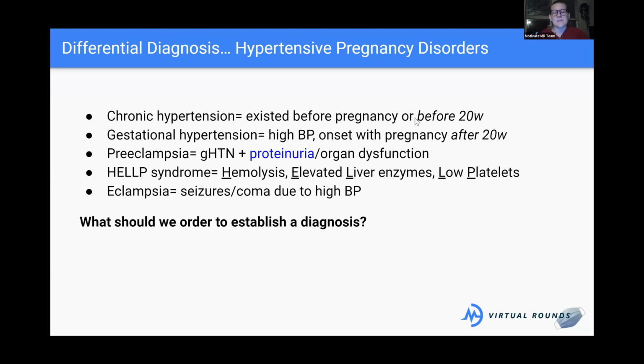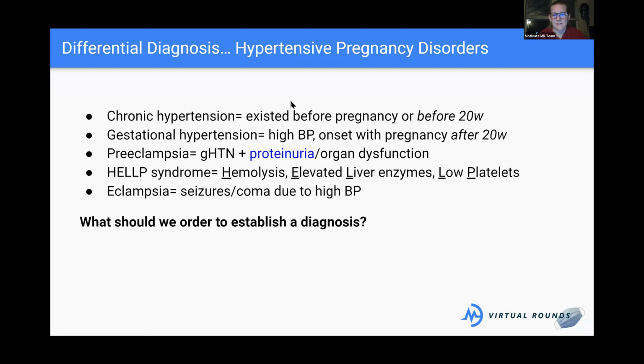And then eclampsia, if you'll notice, is like preeclampsia, but eclampsia is the result of untreated preeclampsia that progresses to essentially seizures and coma. So it's very rare, especially in the US in this day of modern medicine, that preeclampsia would progress to eclampsia. But when it does, it's extremely serious and has a very poor mortality and morbidity. So we do everything we can to try to get it to not progress to that point.